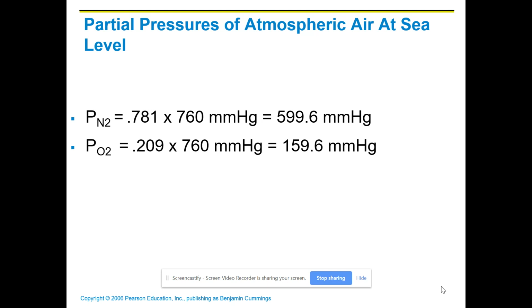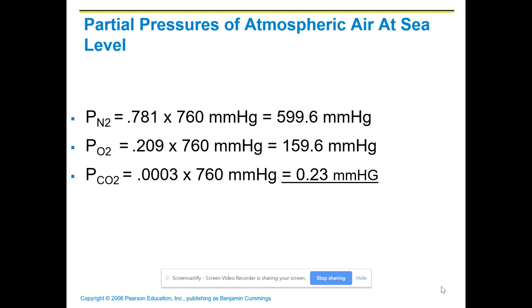The exact same thing is true for oxygen. Remember, oxygen composes about 20.9% of the total. At sea level, the total pressure is 760. If I want to know the partial pressure of oxygen, I multiply 0.209 times 760. And at sea level, the partial pressure of oxygen is 159.6 millimeters of mercury.